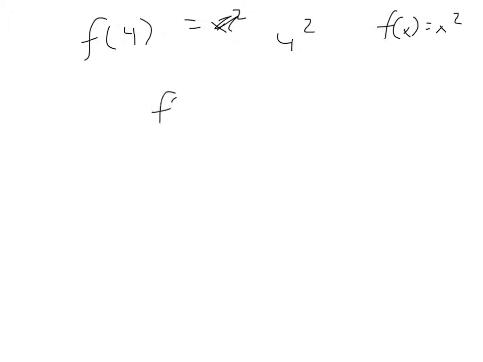We are taking f of x. So normally, up to this point, we've plugged in numbers, right? So f of 4 would equal 4 squared if f of x equals x squared. So f of 4 is 16. And that's what we already did. We did that example right there.